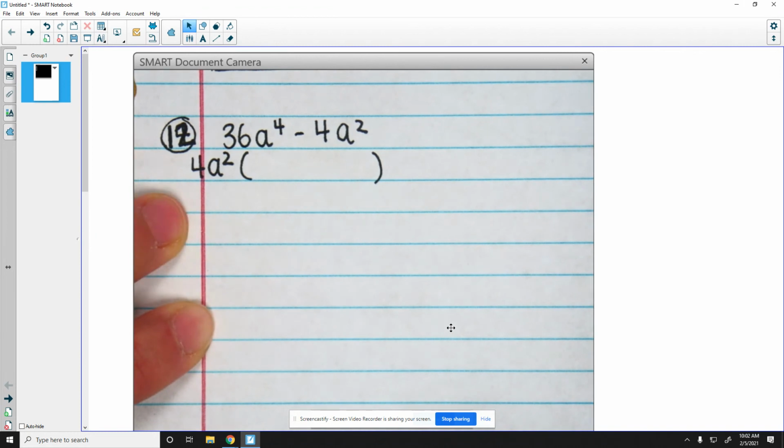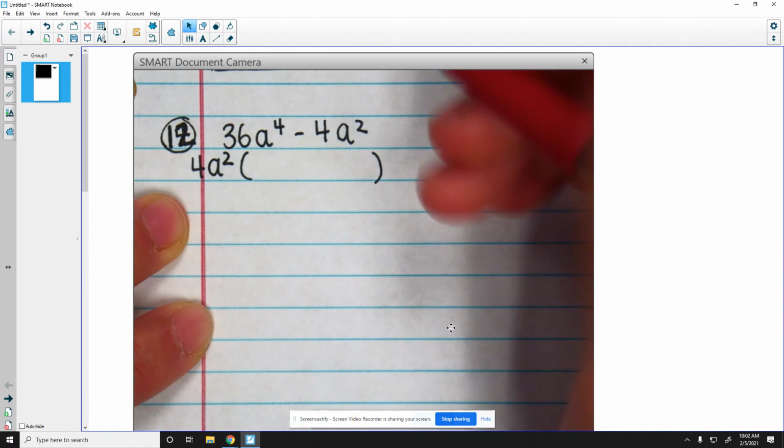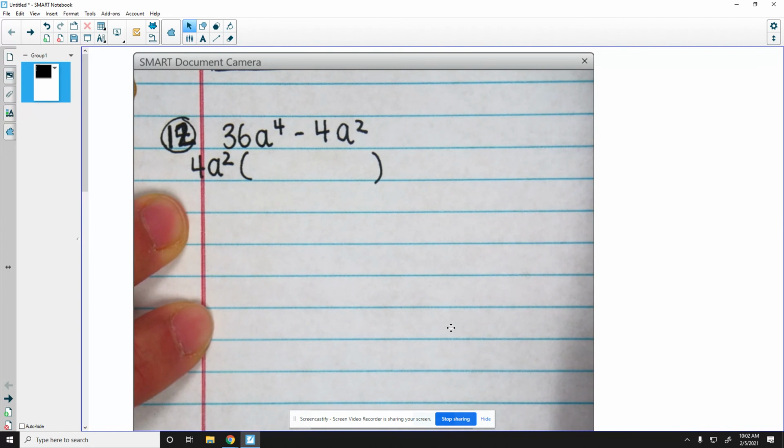Oh, yes, mine. Why don't I do the tree method there? I guess I could. But then we have to always take out a GCF before we do anything. Yeah, you always have to take out a GCF before you do anything else.